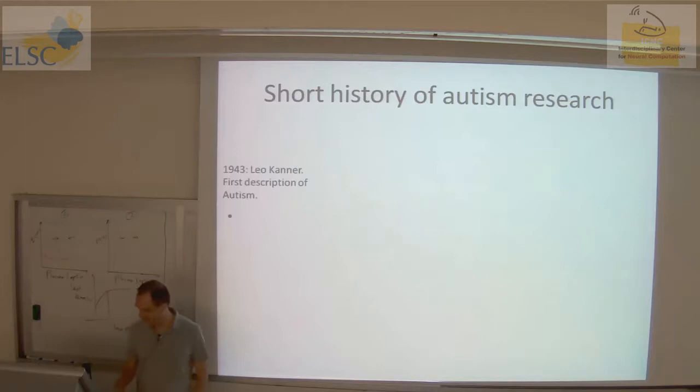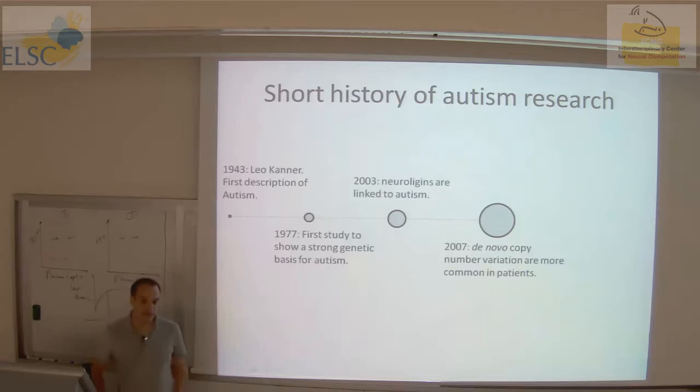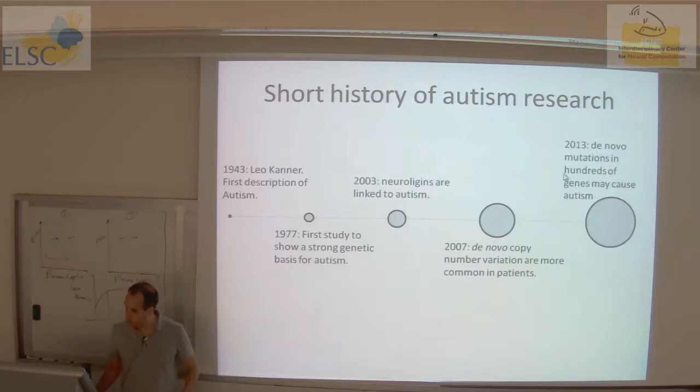Then in 1977, there was the first study that showed a strong genetic basis for autism. Then in another landmark study in 2003, the connection between neuroligins and autism. These are proteins which are very important for the function of the synapse. Then in 2007, there were studies showing de novo copy number variations. These are deletions and duplications which are new, not inherited, which, as you're going to see soon, are more common in individuals with autism. And in 2011, a couple of studies showed that de novo mutations, single base mutations, in hundreds of genes may cause autism.